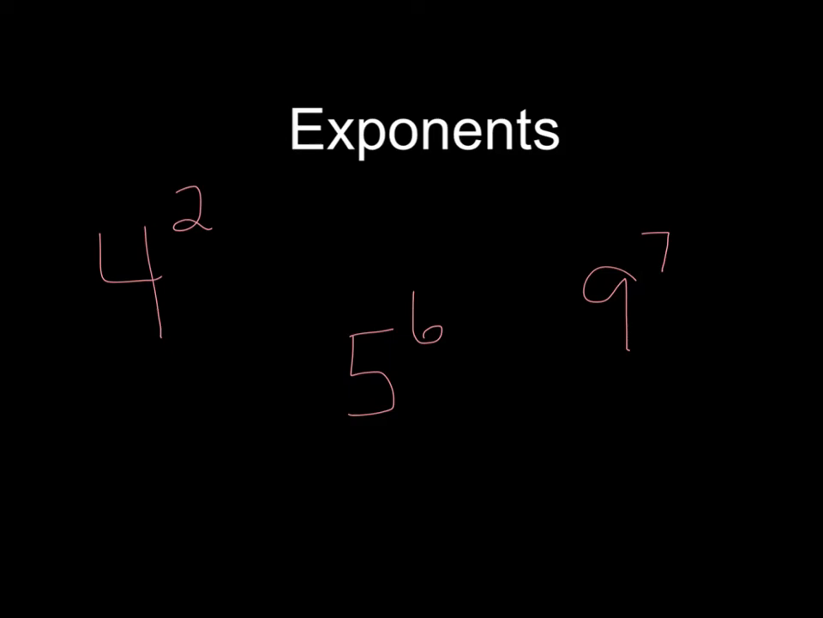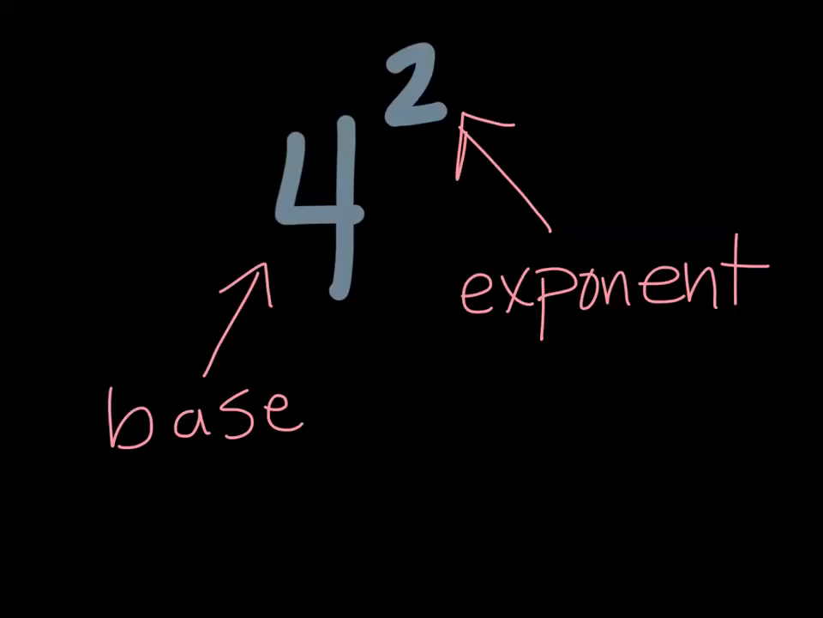In this screencast, we are going to review exponents and what it means when you see a number with a little number next to it. So for example, we have 3 exponents or numbers written with exponents on our screen. We have 4 to the 2nd power, 5 to the 6th power, and 9 to the 7th power. You could also say 4 squared. So let's go ahead and take a look at our next screen.